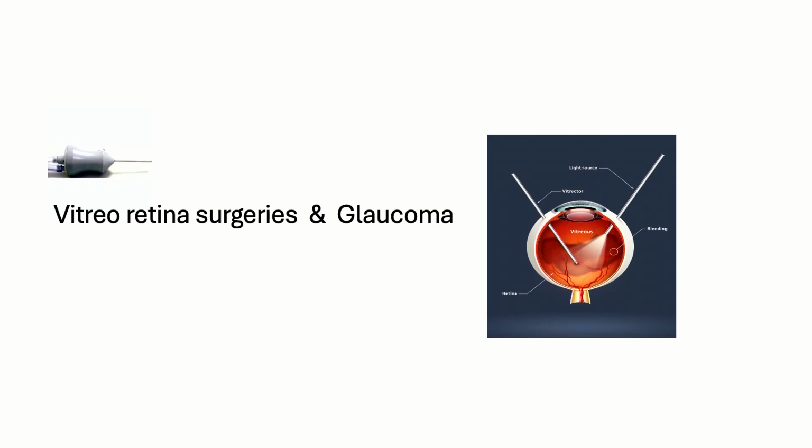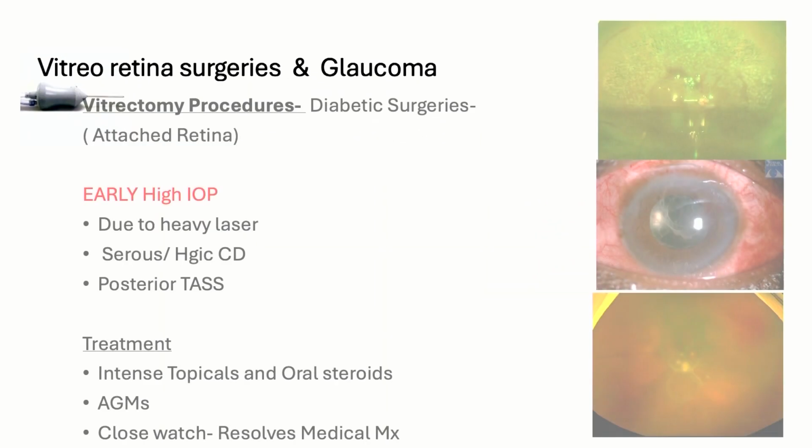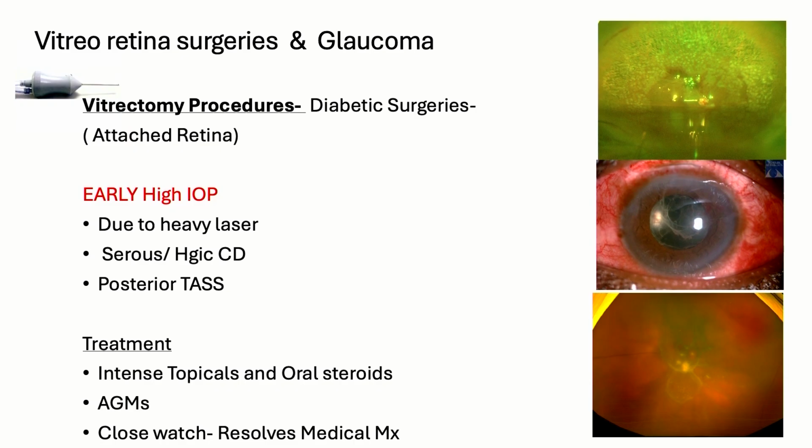So the third component I'm talking about is vitreoretinal surgery. We do VR surgery day in and day out, and what is its implication on glaucoma? Correct. VR procedures we can divide into two parts: one is the attached retina and one is the detached retina. The most common surgery we do for this is diabetic surgery, which can have glaucoma tendencies. So in an attached retina, you do a normal vitrectomy procedure, what we call VIT-MPEL, without any tamponade.